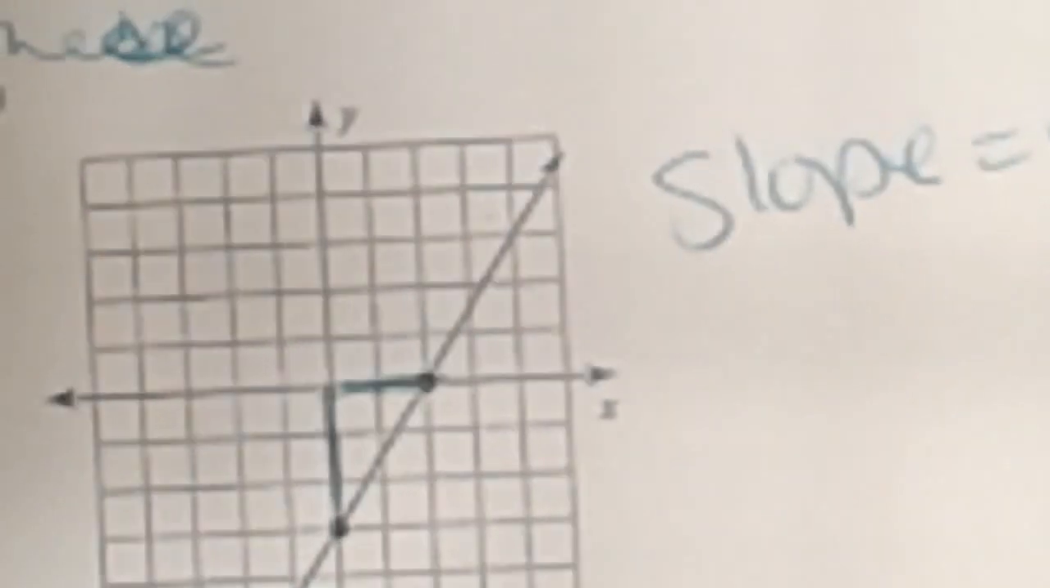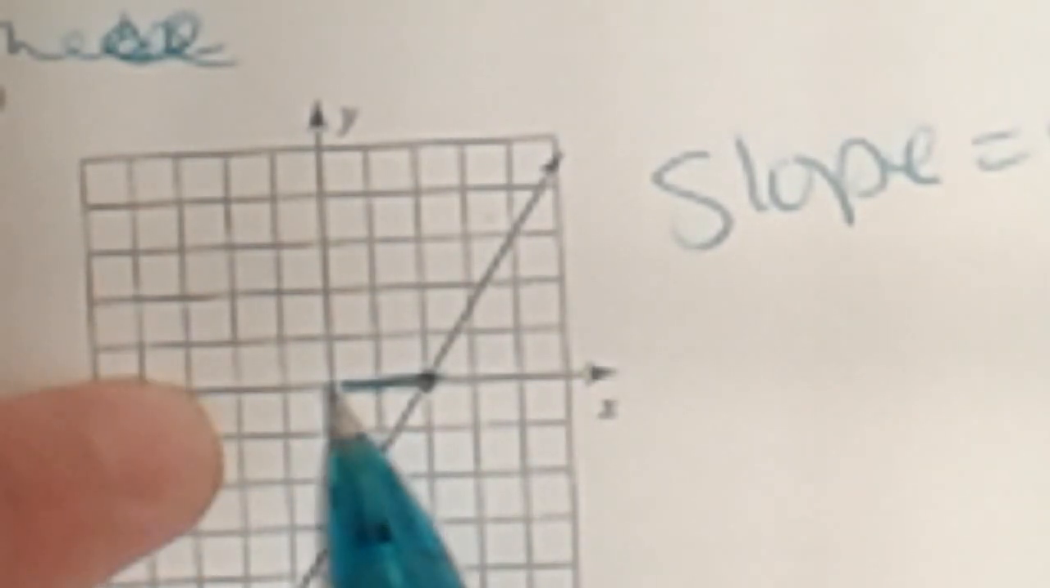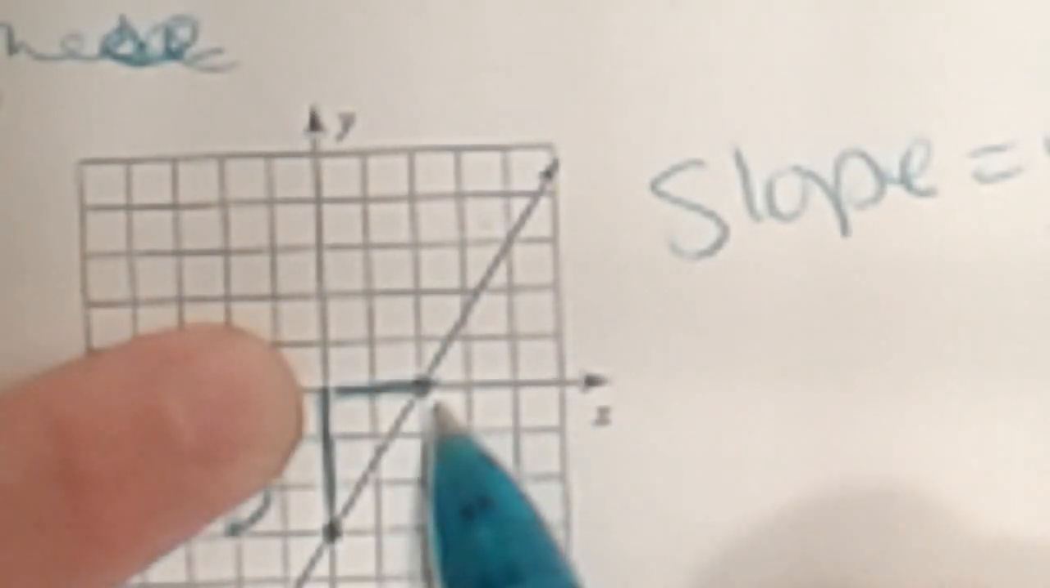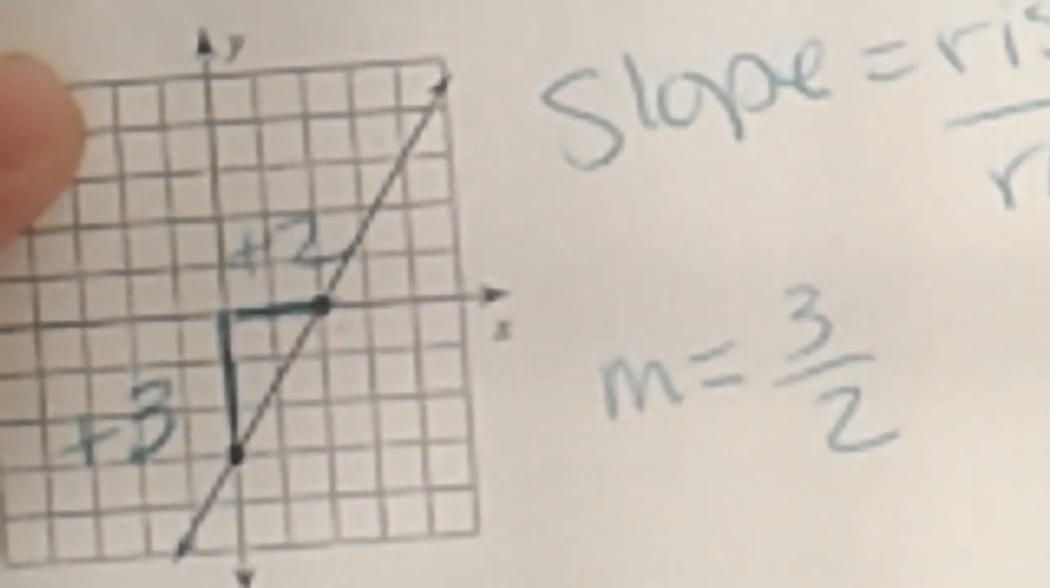Okay, so how many did I rise? If I'm going from this point to this point, how many did I rise? I rose 1, 2, 3. So that's a positive 3 because I rose that, right? How did I get from here to here? Good, I went to the right 2. That's a positive 2. So what is my slope? What is my m value? 3 over 2.